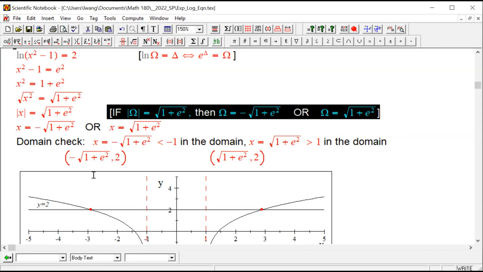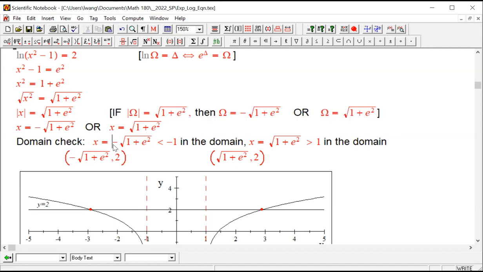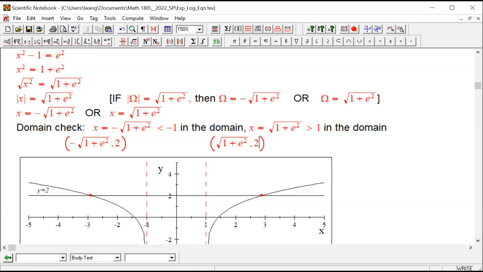So we found the 2 solutions. One is here. When the input is this, the output is 2. When the input is that, the output is 2. So these are the 2 points. The algebraic steps we did help us find the solution precisely. So these are the 2 solutions.